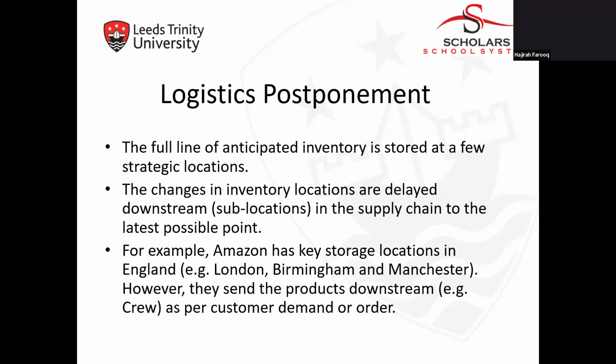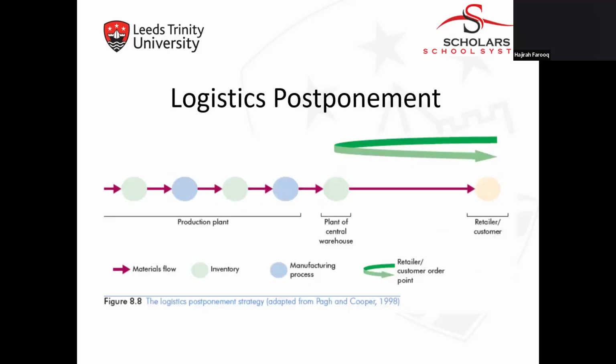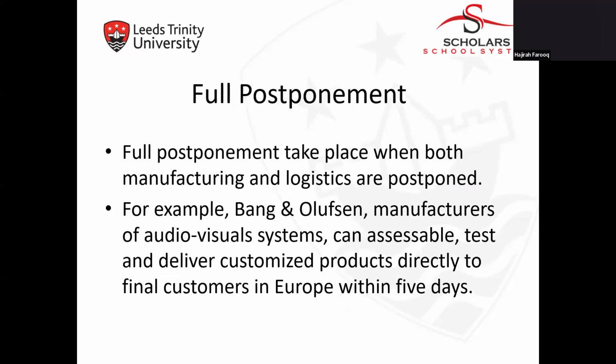and then we discussed the logistics postponement, which is when the full line of anticipated inventory is stored at a few strategic locations. The changes in inventory locations are delayed downstream in the supply chain to the latest possible point. For example, Amazon has the key storage locations in England, including London, Birmingham, and Manchester. However, they send products downstream as per customer demand or order. Then we discussed the diagram for logistics postponement.